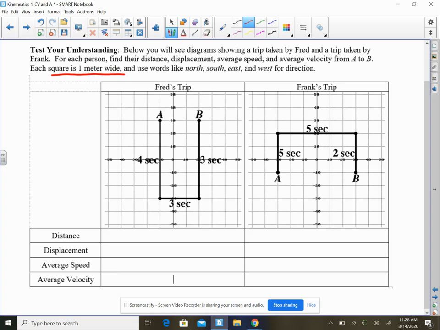Let's look at Fred first. Fred starts at A and ends at B. To find the distance, we follow Fred's path length. Fred's path goes down 6 blocks, to the right 3 blocks, and back up 6 more blocks for a total of 15 blocks, and each block represents 1 meter, so 15 meters. Fred's displacement, however, is starting point to ending point, so his displacement is 3 meters to the right, which, if we think of north, south, east, and west, would be east.